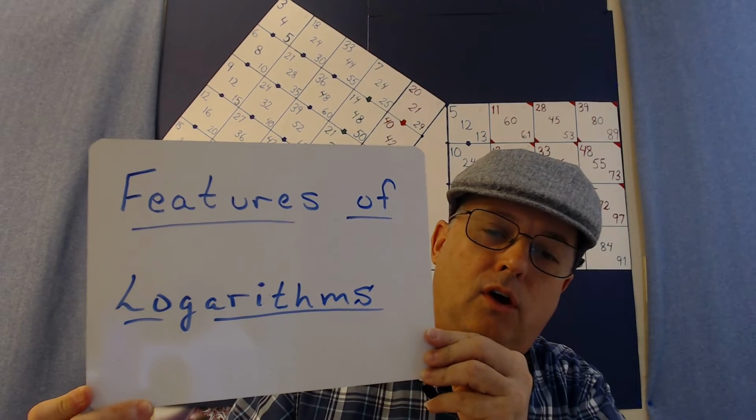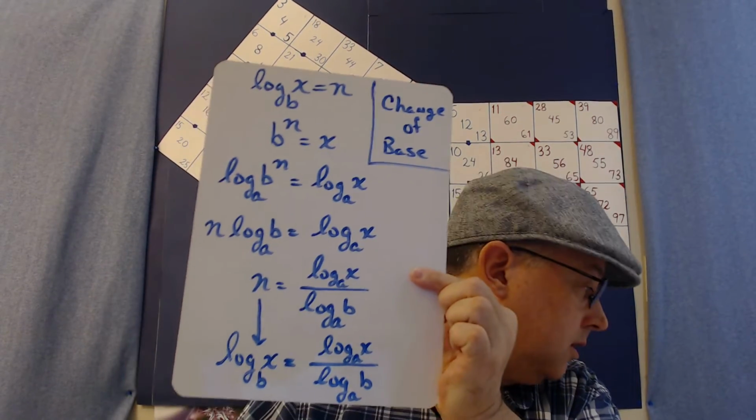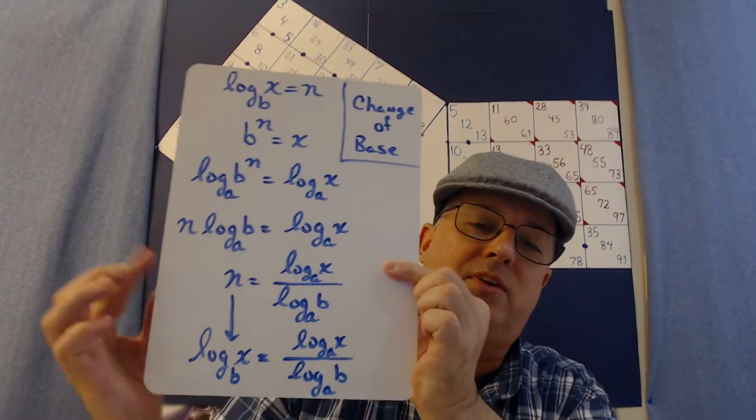We are going to take a little break from doing lessons on logarithms to doing what we're going to call features of logarithms. The idea is that logarithms are extraordinary. They have extraordinary features. And so these are features of logarithms. All of these features of logarithms are going to be based on the change of base. How do you like that?